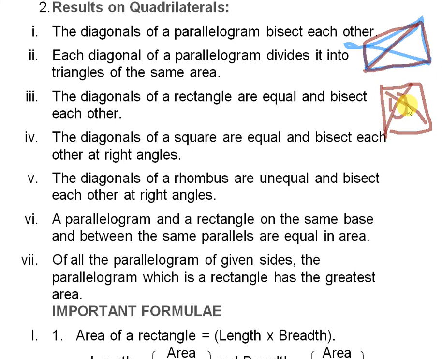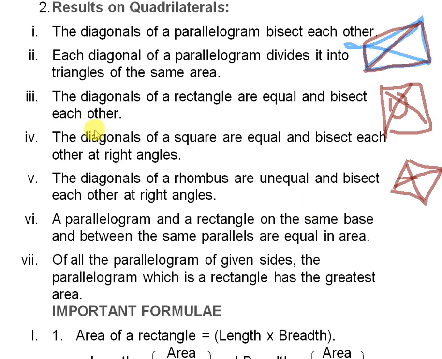Similarly, the diagonals of a rhombus are unequal and bisect each other at a right angle. So a rhombus is somewhat like this, and its diagonals bisect each other at 90 degrees, but they are unequal. A parallelogram and a rectangle on the same base and between the same parallels are equal in area. Of all the parallelograms of given sides, the parallelogram which is a rectangle has the highest area.